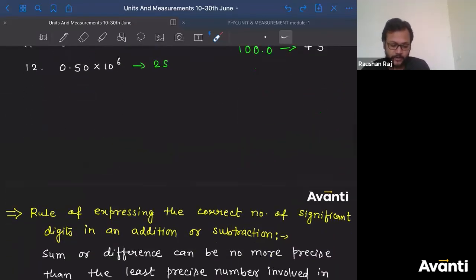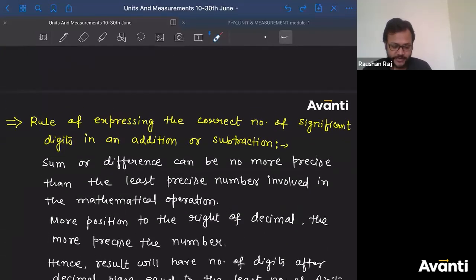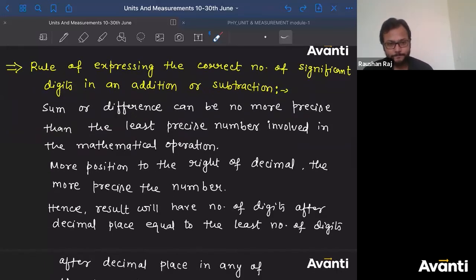Don't worry. Okay, so this was it about finding the number of significant digits in a number. Now, what if we have to add or subtract? Individual numbers, individual measurements can have different numbers of significant digits. If you add them, what will be the number of significant digits, or how do we express the addition or subtraction or the difference?